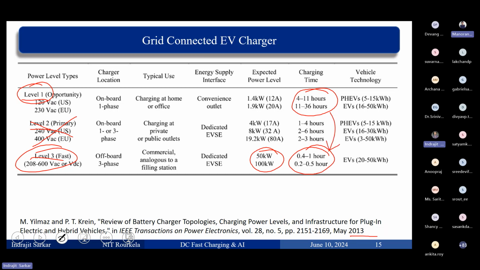So this is outdoor charging. Outdoor charging means there is a charging station, and there I have seen there is a parking lot.